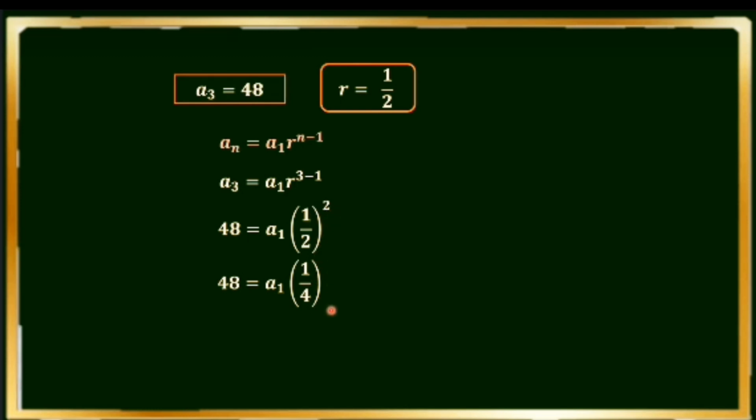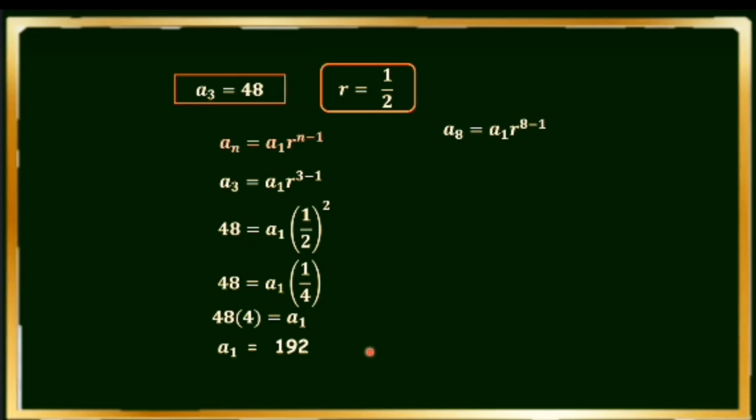We now multiply both sides by 4. 48 times 4 is equal to a sub 1. If we multiply 1/4 by 4, then this simply becomes 1. And so a sub 1 is equal to 192.